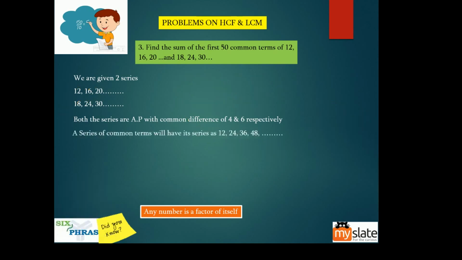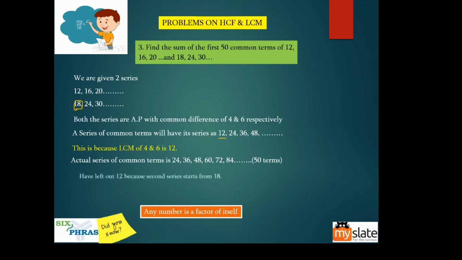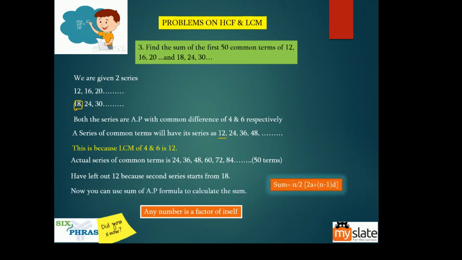So a series like this will be formed. This is because the LCM of 4 and 6 is 12. Actual series of common terms starts at 24. Because guys, you cannot start with 12. What is the reason? Because the second series starts with 18. So you cannot have this 12. We have left out 12 because the second series starts from 18. Now you can use the sum of AP formula to calculate the sum. So this is the formula. In progressions, you will understand this clearly.